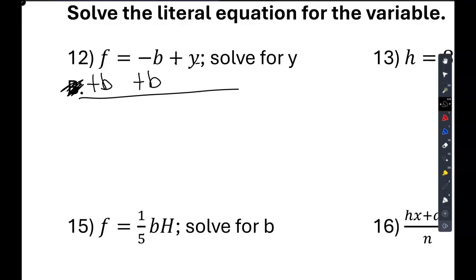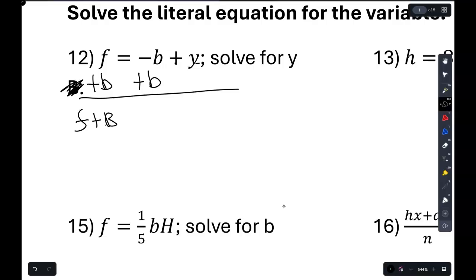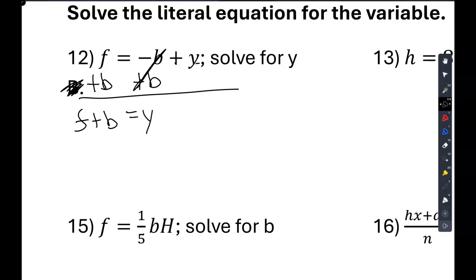All right, so here I got f plus b, but you can't really do f plus b, so we're just going to write f plus b. I'm going to write it in lowercase like they got it. And the b's cancel out here, leaving just y, so y is equal to f plus b.